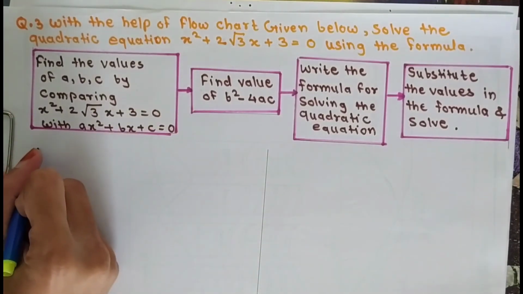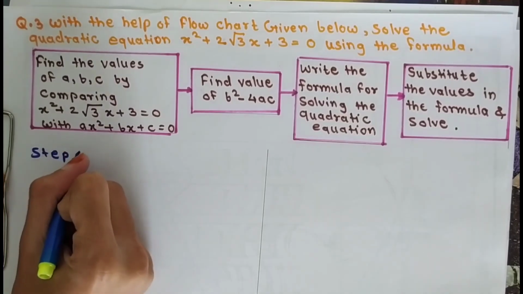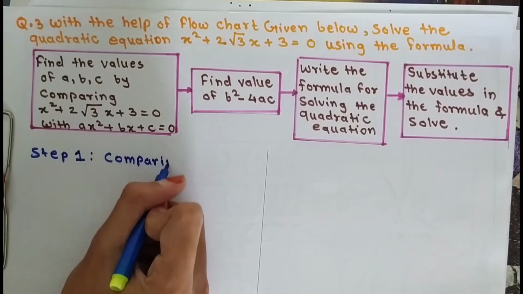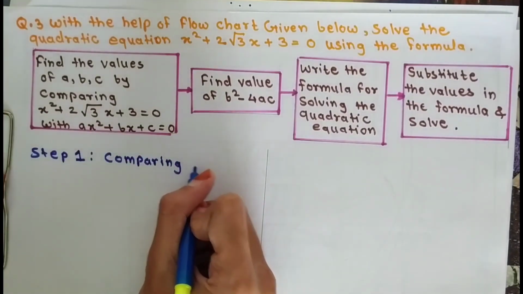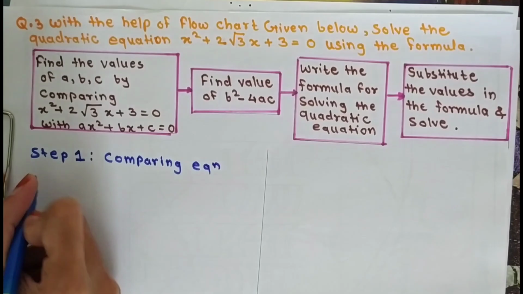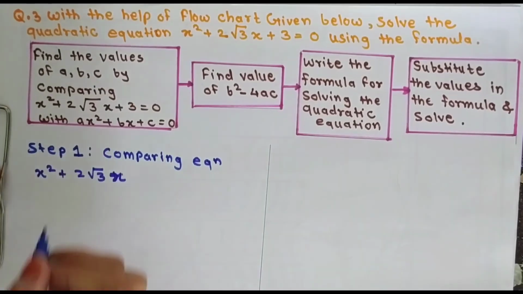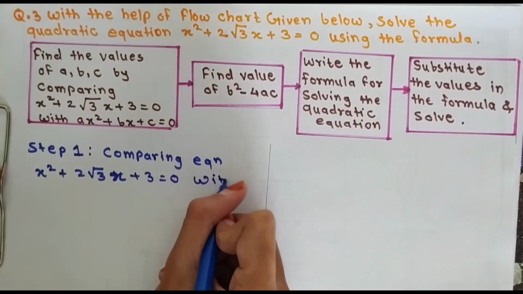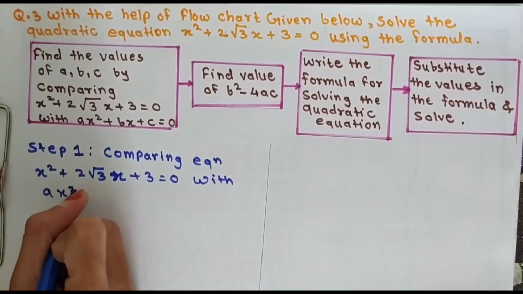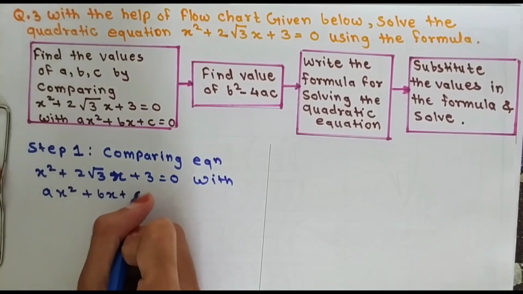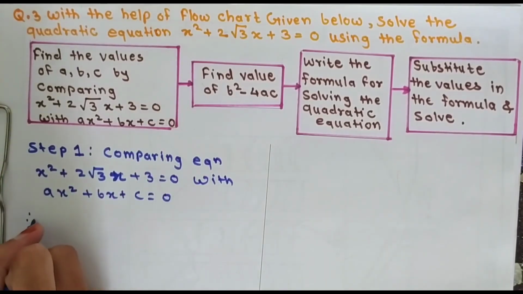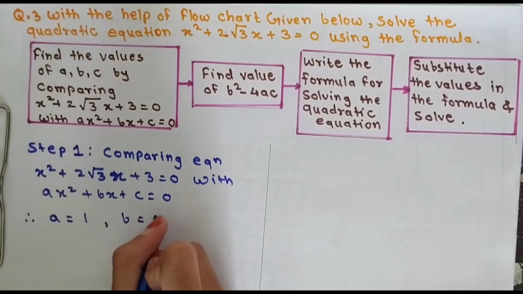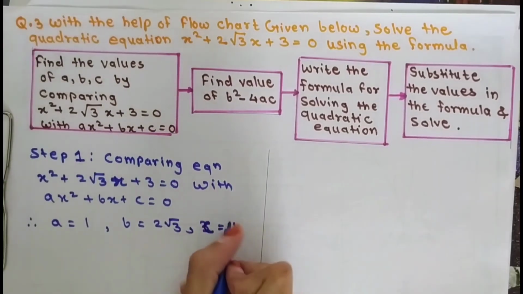So first step is what? Step 1: comparing equation x square plus 2 root 3x plus 3 is equal to 0 with ax square plus bx plus c is equal to 0. Therefore, a is equal to 1, b is equal to 2 root 3, c is equal to 3.